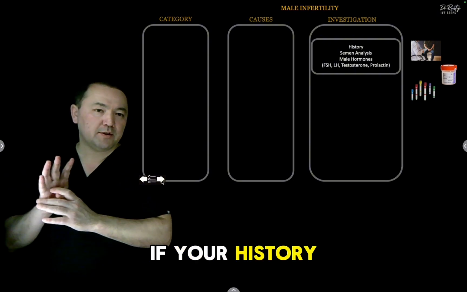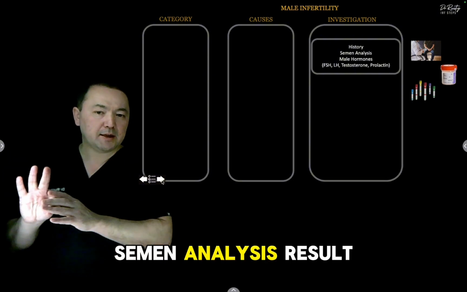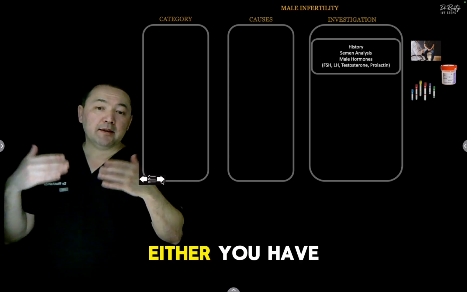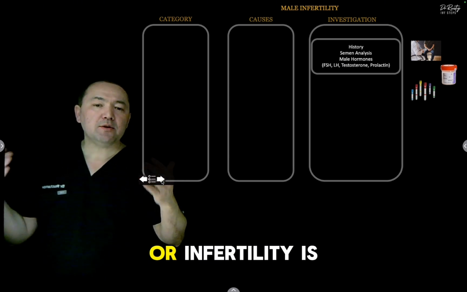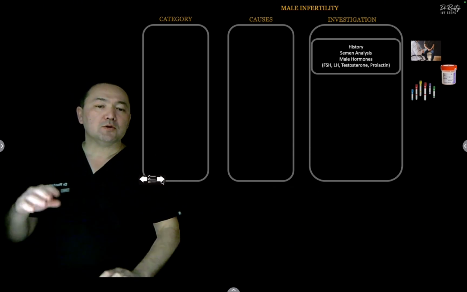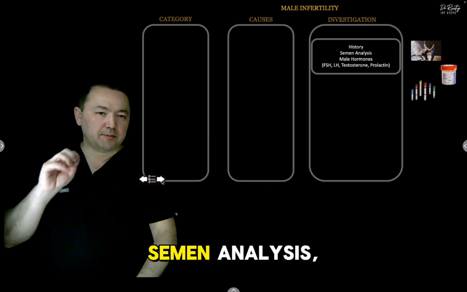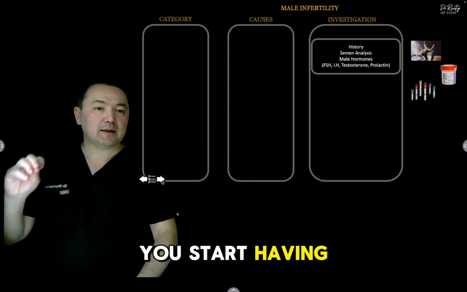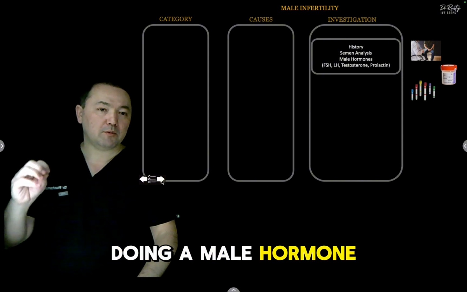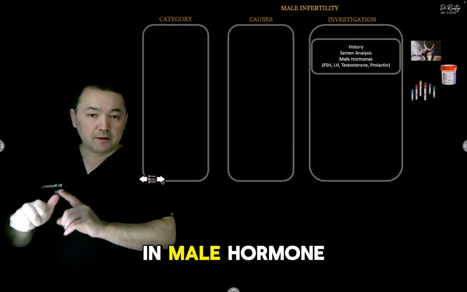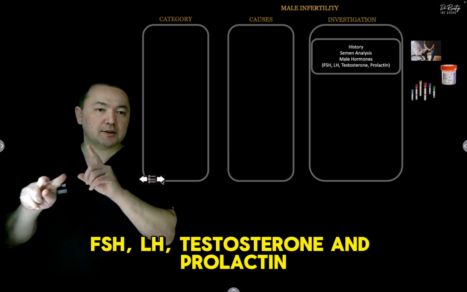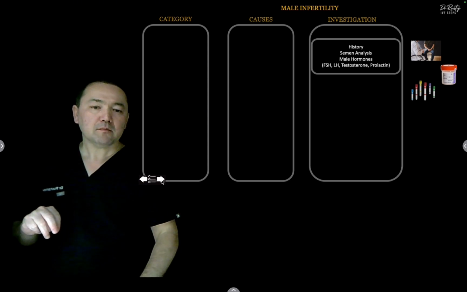If your history is not significant and if your semen analysis result is normal, then we assume most likely either you have unexplained infertility or infertility is linked to a female factor. So if there is any problem in the semen analysis mainly, you start having further investigations. That first includes doing a male hormone profile test. In the male hormone profile test, you do FSH, LH, testosterone, and prolactin.